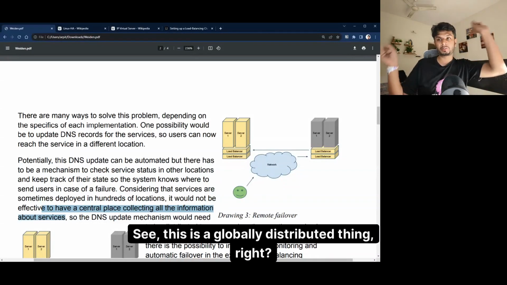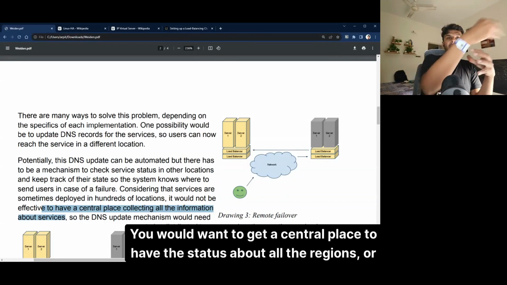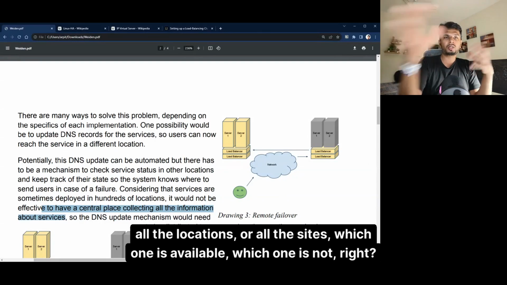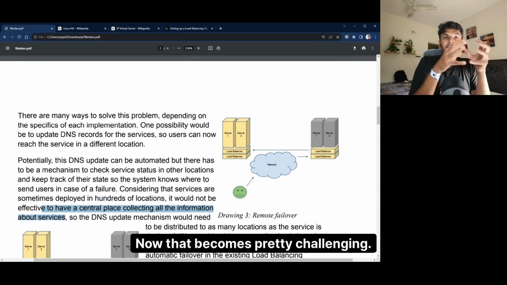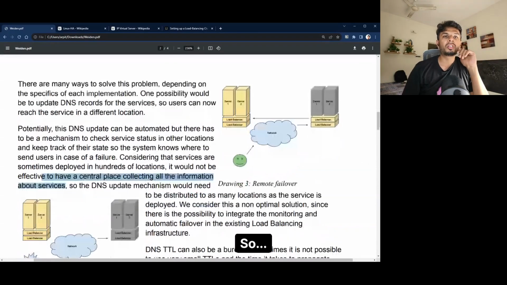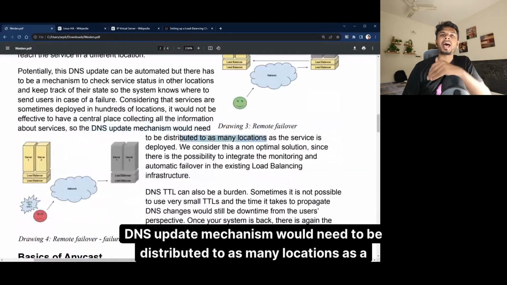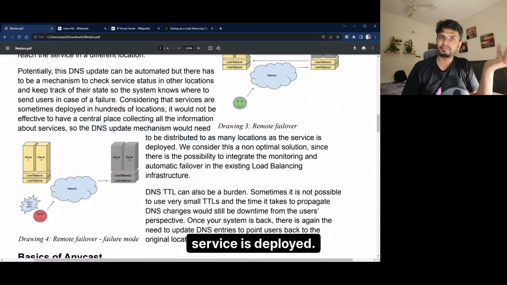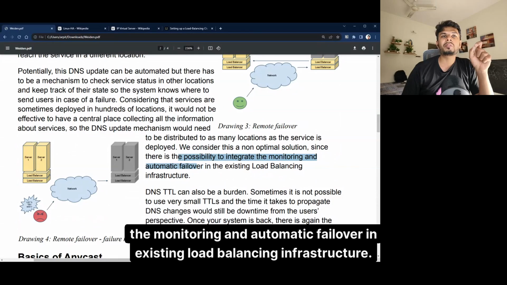See, this is a globally distributed thing, right? You would want a central place to have the status of all the regions or all the locations or all the sites, which one is available, which one is not. Now that becomes pretty challenging. So the DNS update mechanism would need to be distributed to as many locations as a service is deployed. We consider this a non-optimal solution since there is a possibility to integrate the monitoring and automatic failover in existing load balancing infrastructure. Perfect.